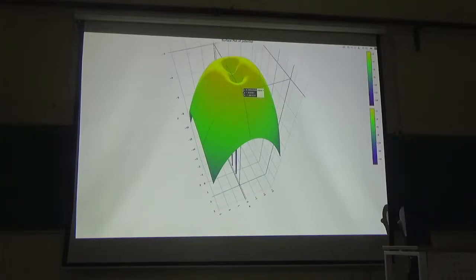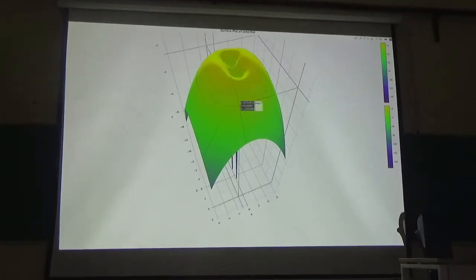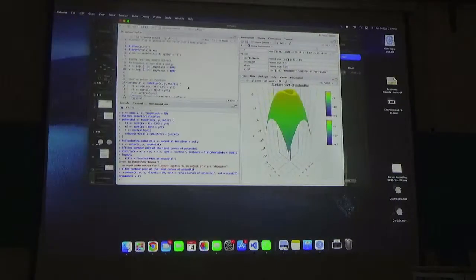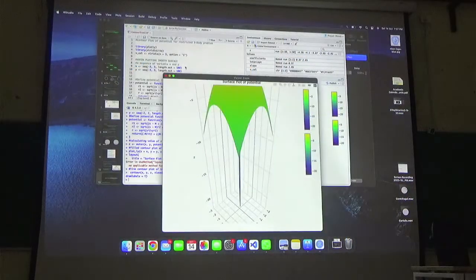Saddle points are not as stable as maxima. So L1, L2, L3 are not stable equilibrium. They are equilibrium points, but they are not stable. And we will see why later. Now this is if the two masses are equal. If the two masses are not equal, and we have a skew like this, then what happens?